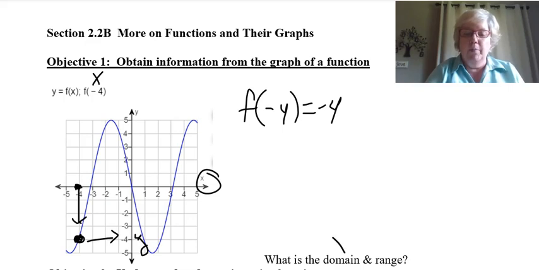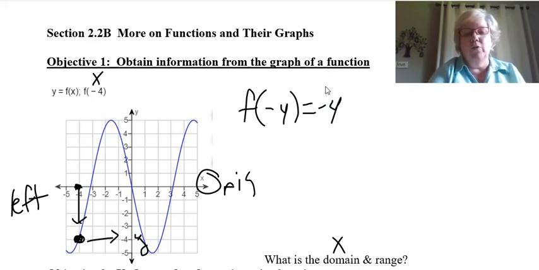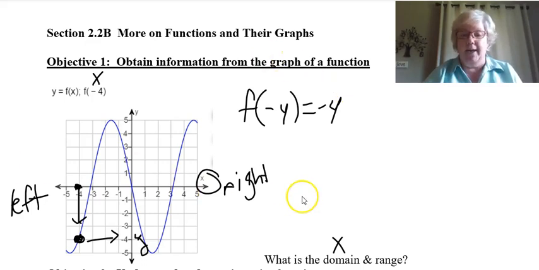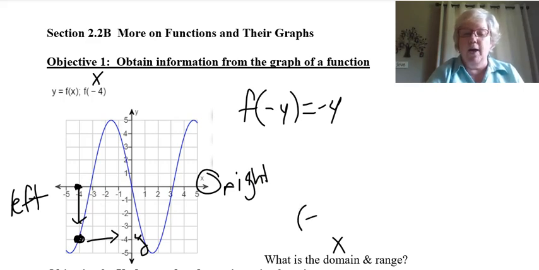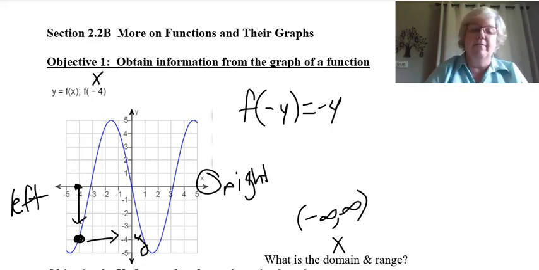The domain, remember, is the x-axis values. If you will notice, this graph spans the entire x-axis. I know it has some low points and some high points, but it starts way over here on the left and it continues way over here on the right. And that's the way that the x-axis travels, left to right. Since it covers the entire span of that width, left to right, we say the domain is negative to positive infinity.